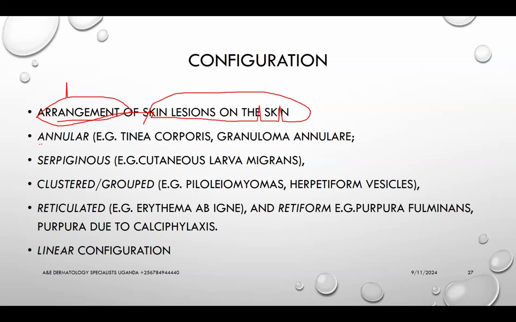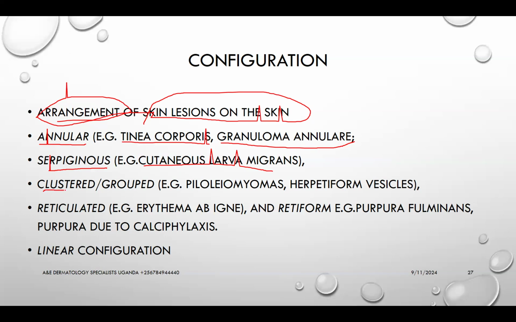And the first one is annular, meaning that it is round, like the way you see in tinea corporis, the way you see granuloma annulare. So the arrangement on the skin gives you that annular appearance. Then we have conditions that give you a serpiginous pattern, for example, cutaneous larva migrans. I think this one we've seen in Africa. We are in Africa, so we've seen this so many times.